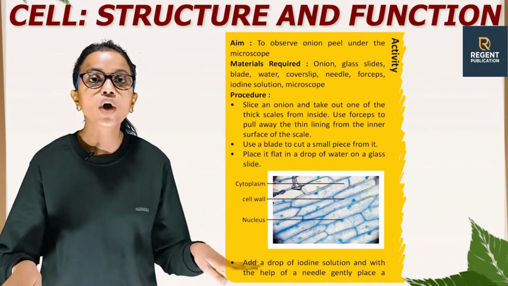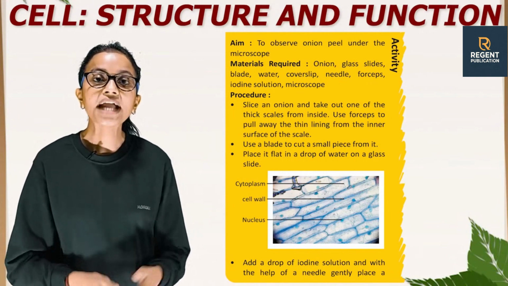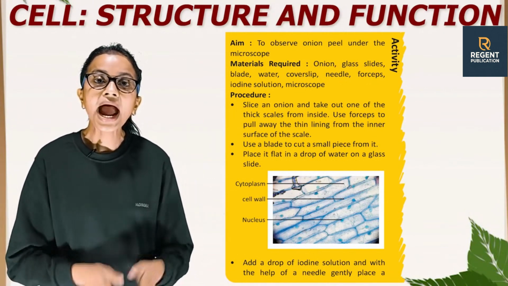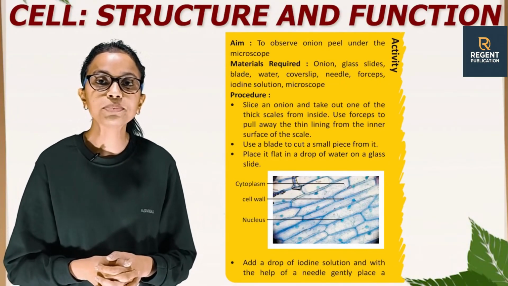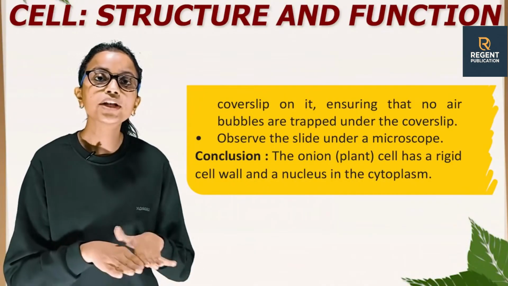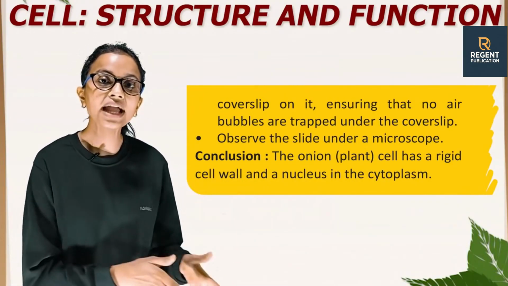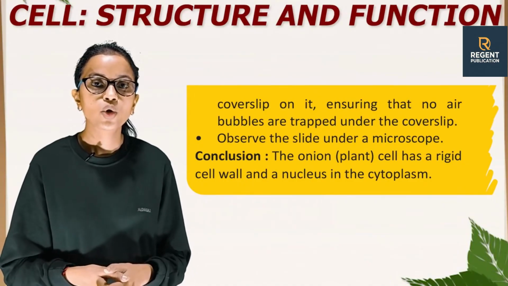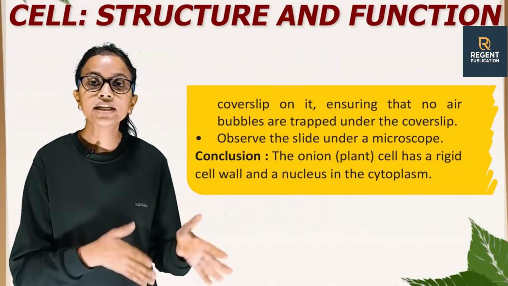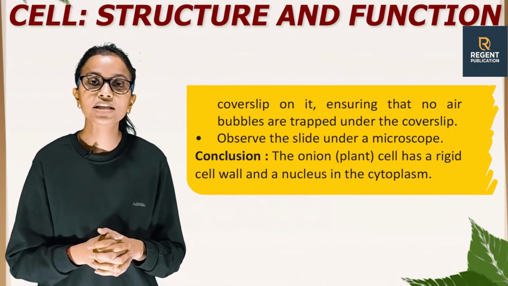Place it flat on a drop of water on a glass slide. Add a drop of iodine solution and with the help of a needle gently place a cover slip on it, ensuring that no air bubbles are trapped under the cover slip. Observe the slide under a microscope. Conclusion will be the onion plant cell has a rigid cell wall and a nucleus in the cytoplasm.